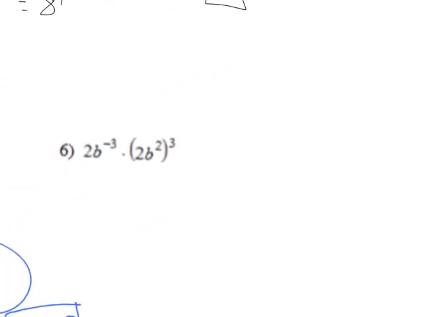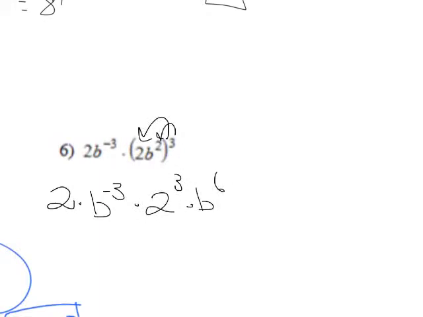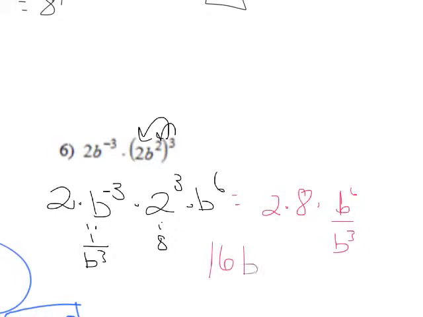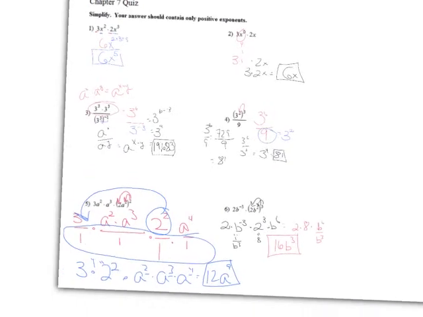And here for number 6, I have 2 times b to the negative third times 2 cubed times b to the 6th. So this is just 8. This is 1 over b to the 3rd. So that means I have 2 times 8 times 1 over b to the 3rd times b to the 6th, so I can just put the b to the 6th right here on top, which means I have 16b to the 3rd. So here is the first page.